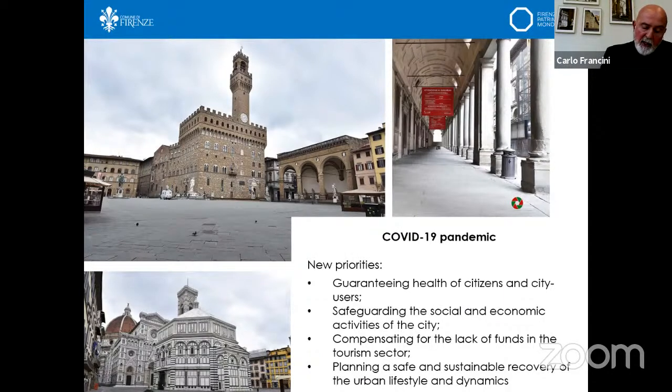Obviously, our main challenge at the moment is the health of the citizens and the city users, safeguarding the social and economic activities of the city, compensating for the lack of funds in the tourist sector, planning a safe and sustainable recovery of the urban lifestyle and dynamics.